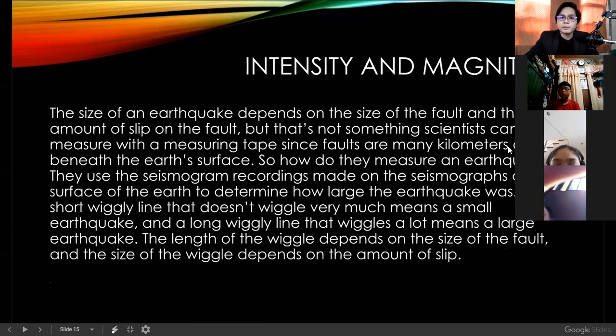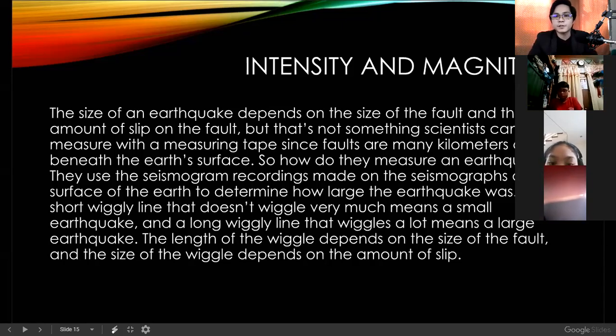The size of an earthquake depends on the size of the fault. Correct. Because the bigger the fault, the bigger the earthquake is. Right? The bigger the movement, the bigger the earthquake. And the bigger the pressure, the bigger also the output, or the seismic waves. And the amount of slip on the fault. But that's not something scientists can simply measure with a measuring tape. Yes, it cannot be measured with normal or measuring instruments, since faults are many kilometers deep beneath the Earth's surface.